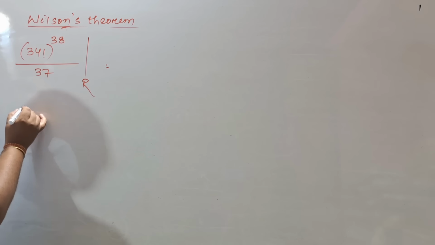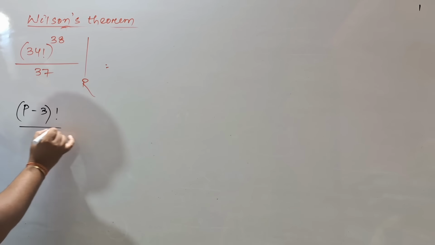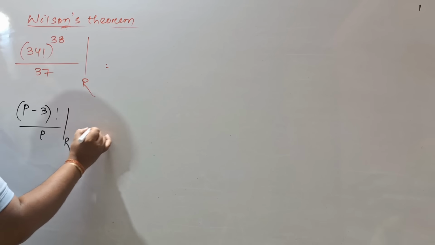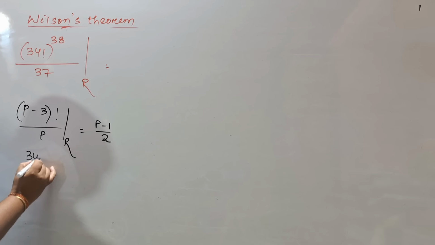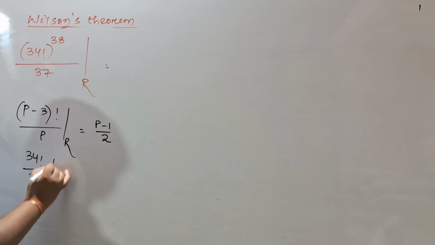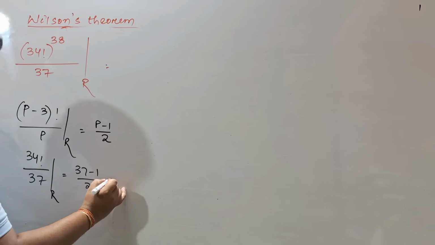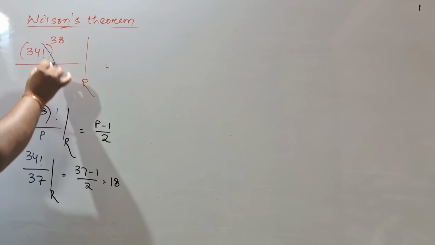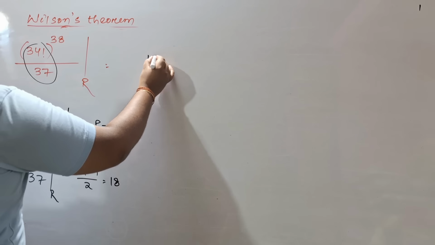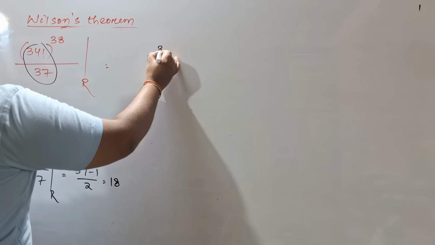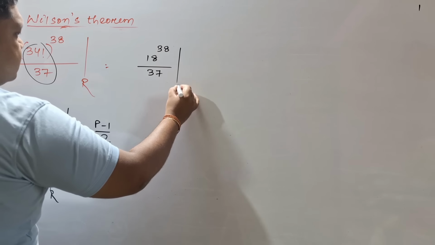Already explained, that (p minus 3) factorial when it is divided by p, the remainder is (p minus 1) by 2. So here 34 factorial when it is divided by 37, the remainder is (37 minus 1) by 2, so 36 by 2, 18. So the answer for this one is 18. Now here I will write 18, but the power is 38: 18 to the power 38, when it is divided by 37, find the remainder.